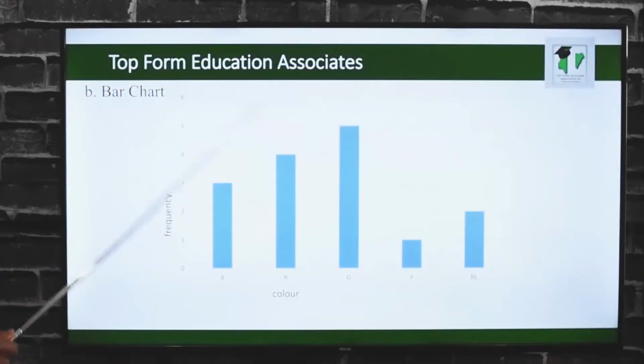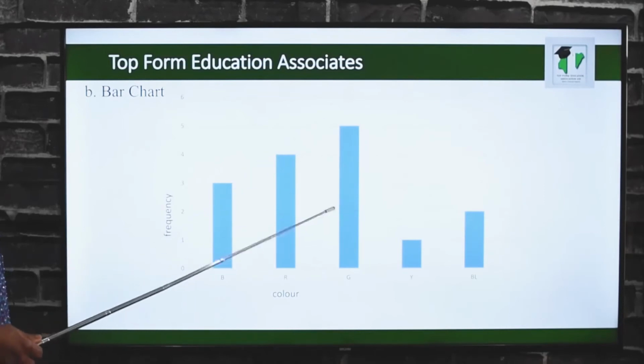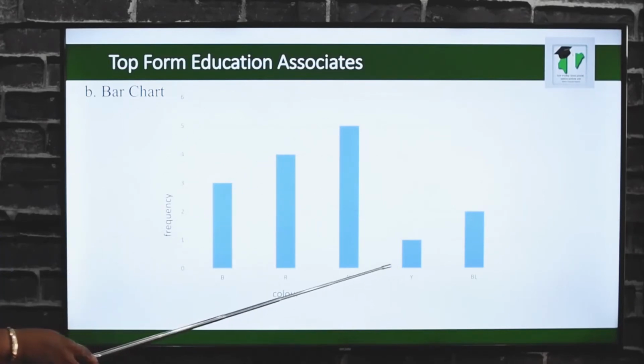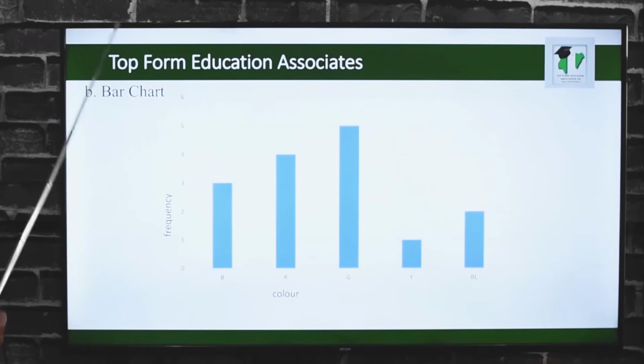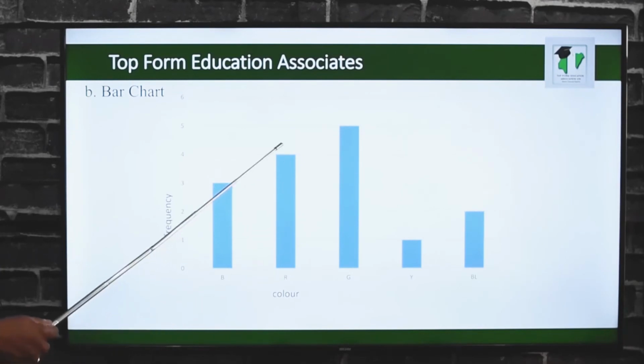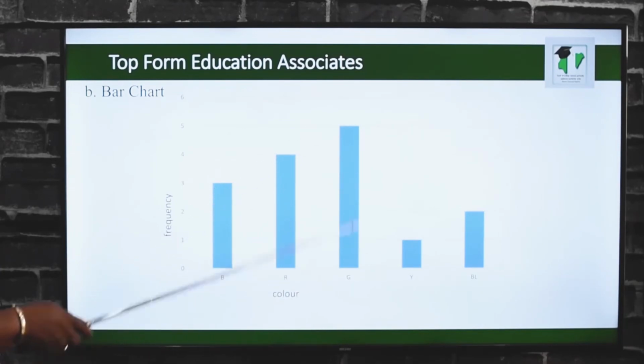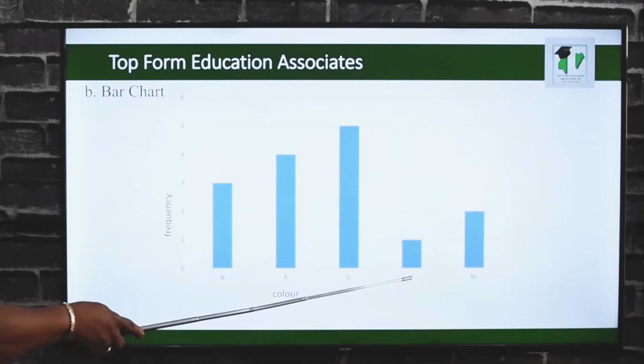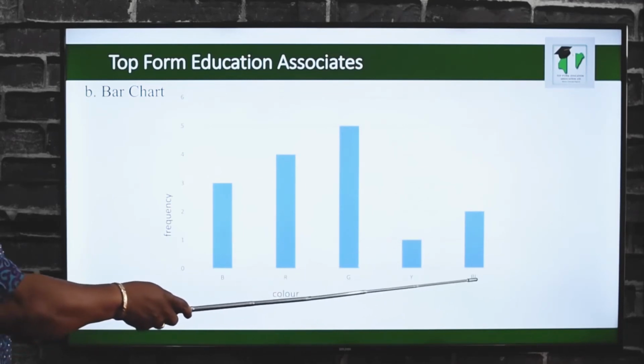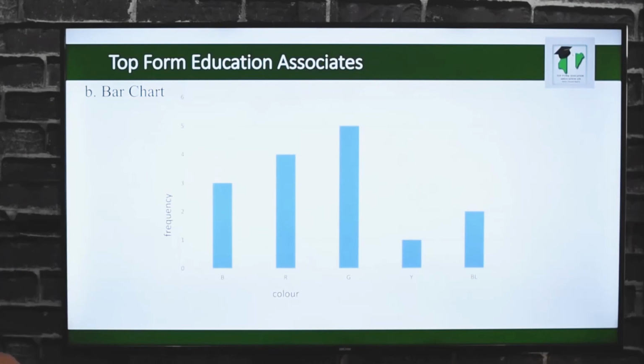Show the same information in a bar chart. Colors on the horizontal axis, frequency on the vertical. For blue, we have frequency 3. For red, we have 4. For green, we have 5. Yellow, just 1 woman. And black, 2 women. And that is the bar chart. The widths of the bars are the same. The height shows the frequency.